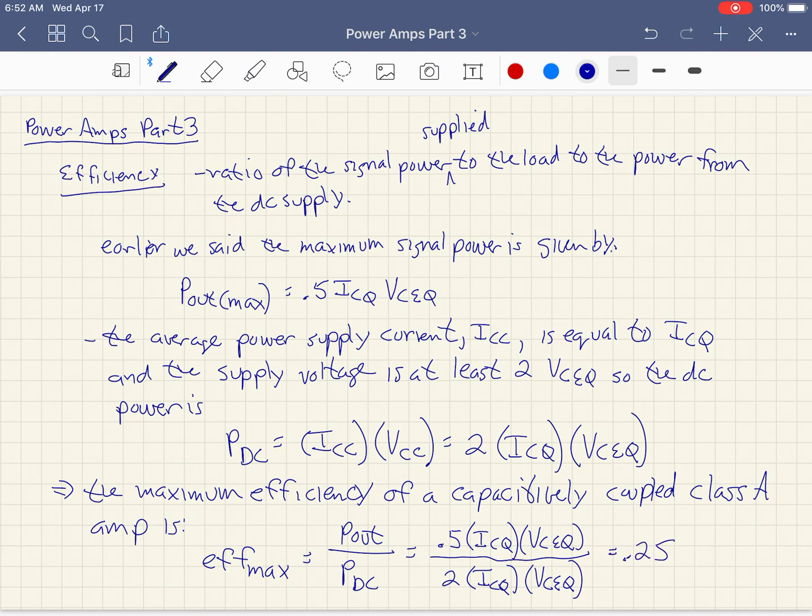So this is really important. This is the maximum efficiency of a capacitively coupled Class A amplifier, and it can't be higher than 0.25 or 25%. In practice, it's usually a lot less than that, around 10%, 0.1 or 10%. So this is the issue with Class A power amplifiers. They're low efficiency.